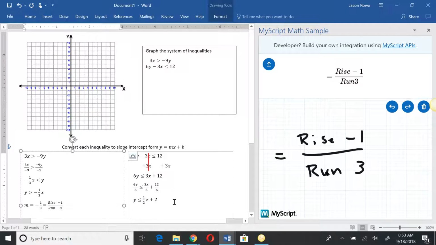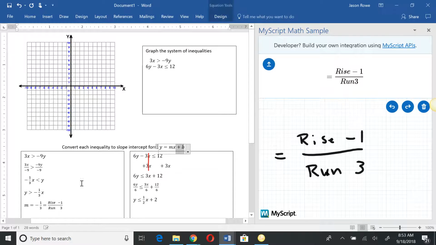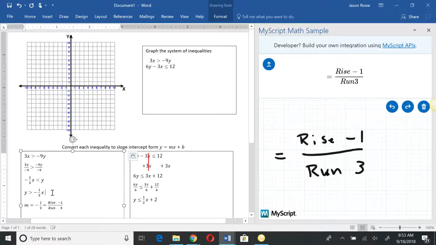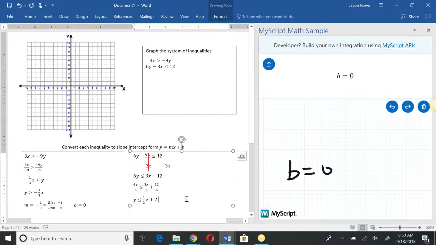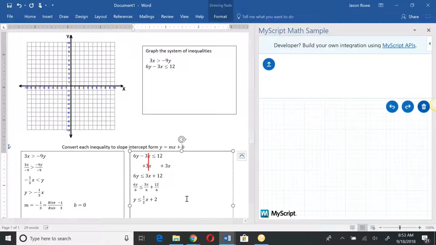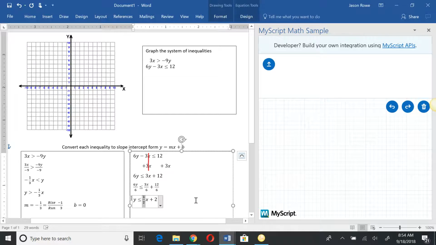What's our y-intercept? Our y-intercept is b. There's no b in this problem, so by default, b equals 0. Now, what about the second one? The slope is the number in front of x, so that's 1/2. So m is 1/2.